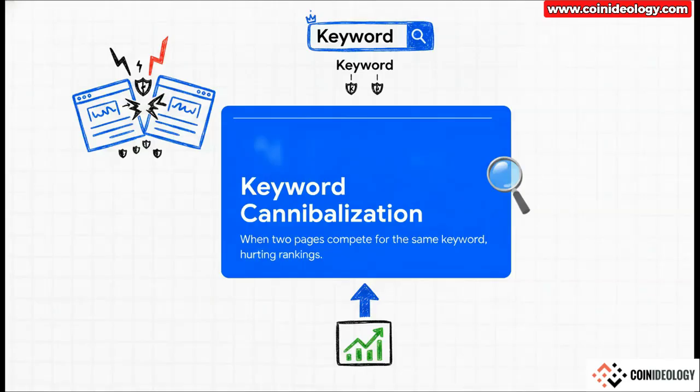Now, here's another fascinating issue hiding under the hood: keyword cannibalization. This is such a common trap. It happens when two pages on your own site compete for the exact same keyword. Instead of helping you dominate the search results, it's more like they're actively fighting each other, often ending up hurting both of their rankings in the process.